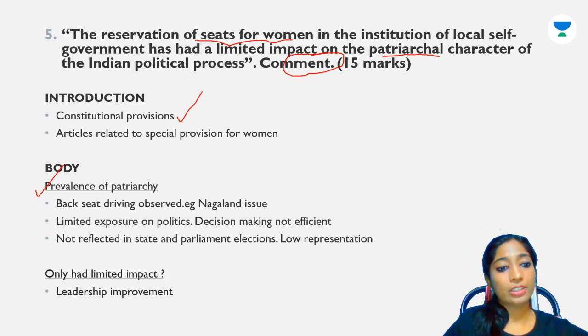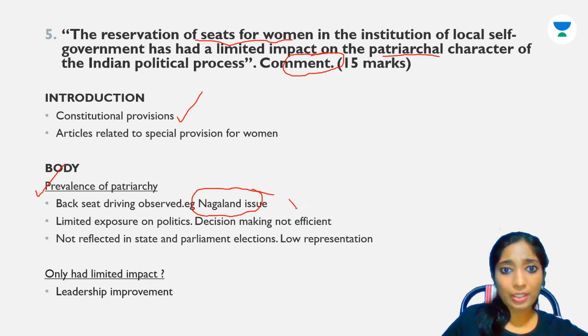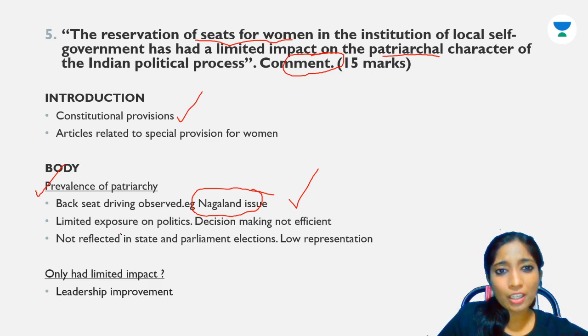And then regarding body, first one is about prevalence of patriarchy. Still there is prevalence. You can talk about how backseat driving is being observed. You can give examples like in Nagaland, they are resisting women's entry into local government, so that you can talk about. And then women are having limited exposure to politics, so their decision making is not very efficient, so people are not having enough trust nowadays. About that also you can talk.